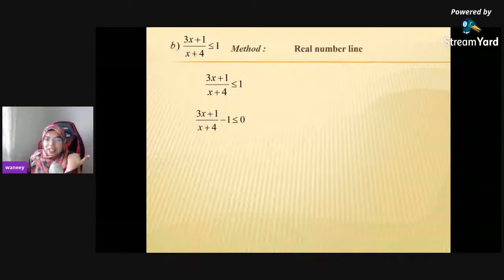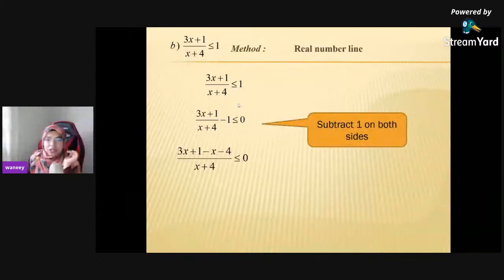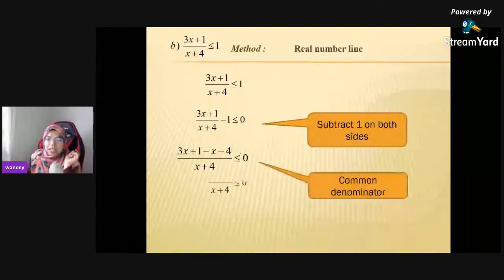So we are going to get (3x plus 1) over (x plus 4) minus 1 less than or equal to 0. Have a common denominator, so we're going to change the 1 into something with a fraction. Okay, so it will become (3x plus 1) minus (x plus 4) over (x plus 4) less than or equal to 0. So simplify your numerator. We're going to get (2x minus 3) over (x plus 4) less than or equal to 0.